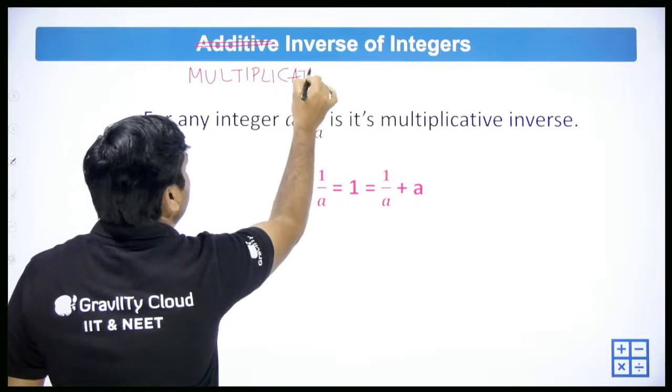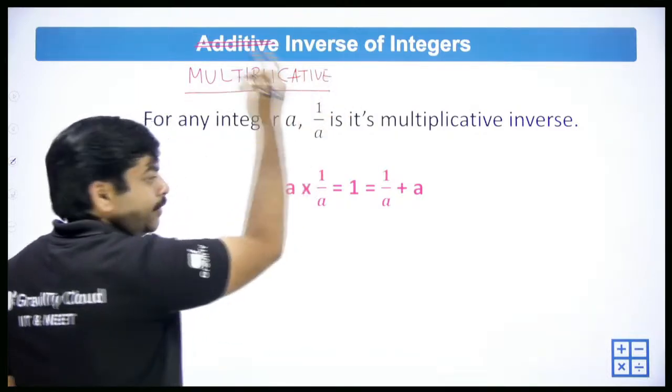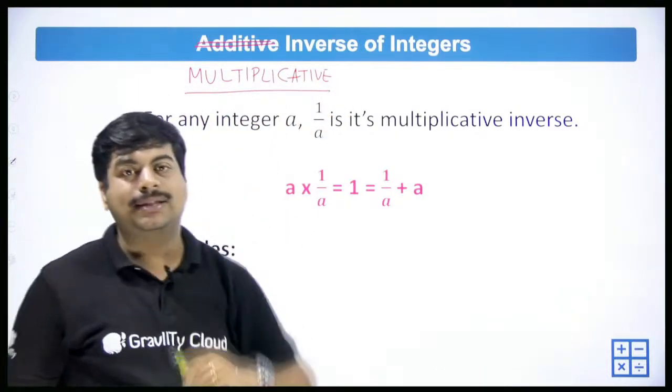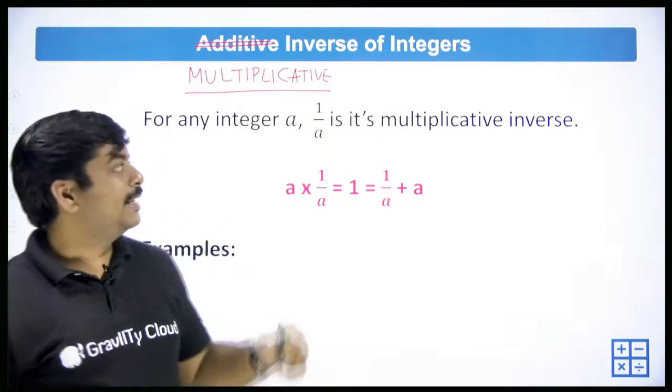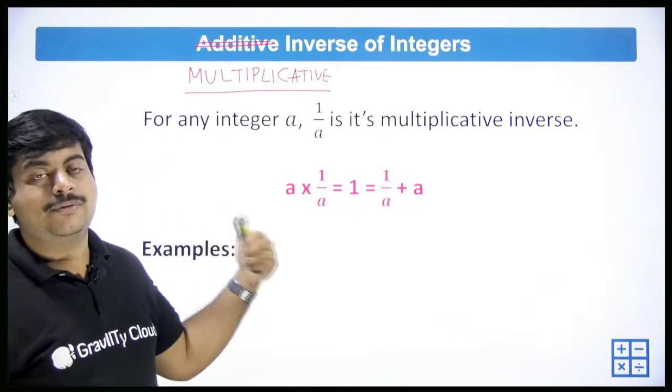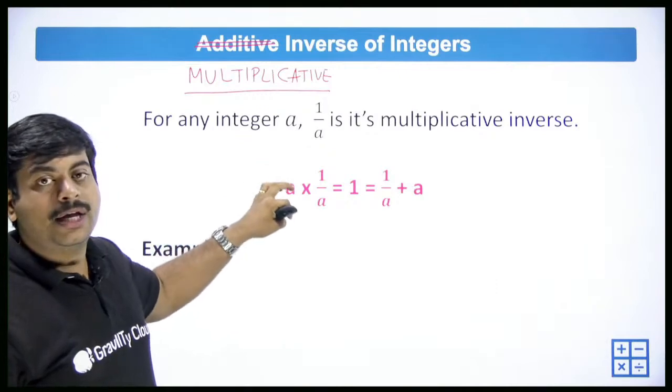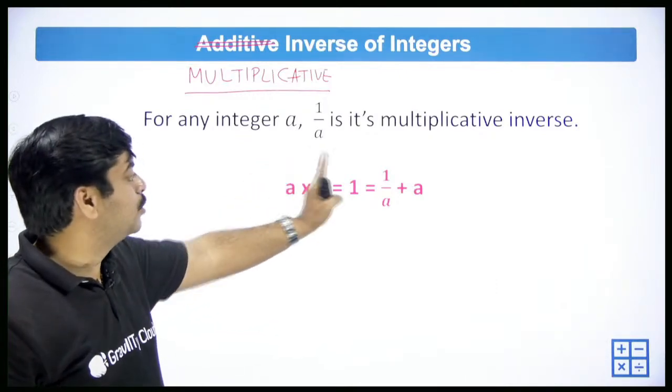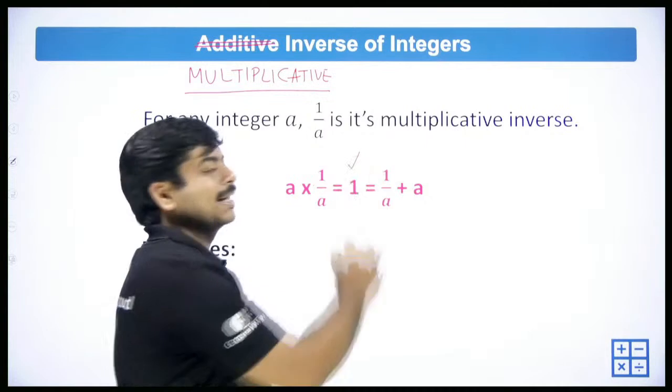This is a multiplicative inverse. That means we are multiplying. Additive inverse we have already discussed. For A it is minus A. Here it is for a multiplicative inverse. For the number A, you need to multiply with some number so that you can get 1 back.